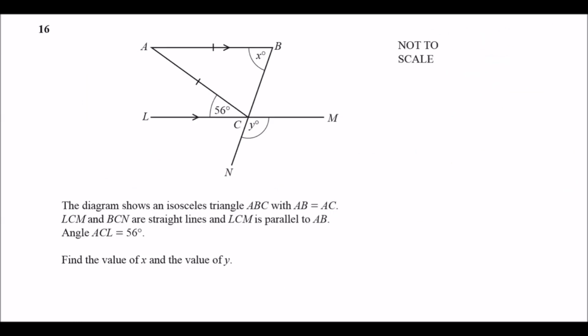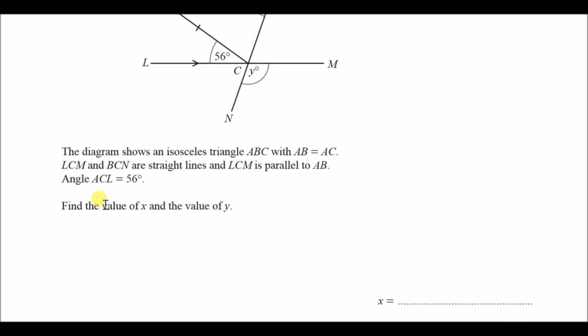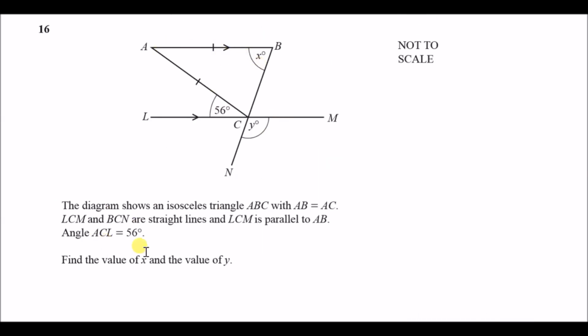Alright, number 16. So for these types of problems, it's always good to do each line at a time, or every sentence at a time, to try and deduce it as we go along. So let's have a look. So the diagram shows an isosceles triangle ABC with AB equal to AC. Isosceles means two lengths are the same. In this case, we've got AB and AC. That also means that both angles are the same. So if this is X, this is also X. So that's actually going to help us.